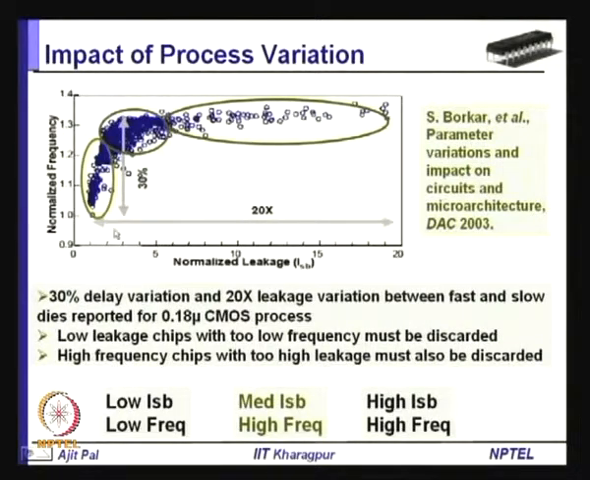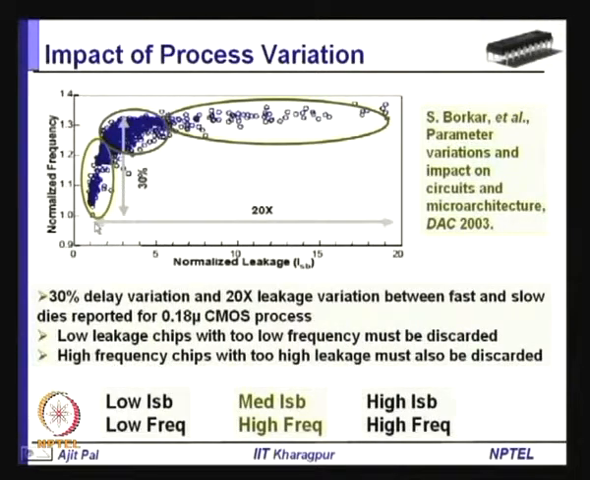There is a 30% delay variation on the y axis. You can see these are the plots of the delay of the different dies that are being fabricated on a chip, and you can see the variation is 30% so far as the frequency is concerned, or delay. Frequency and delay, they represent the same thing.